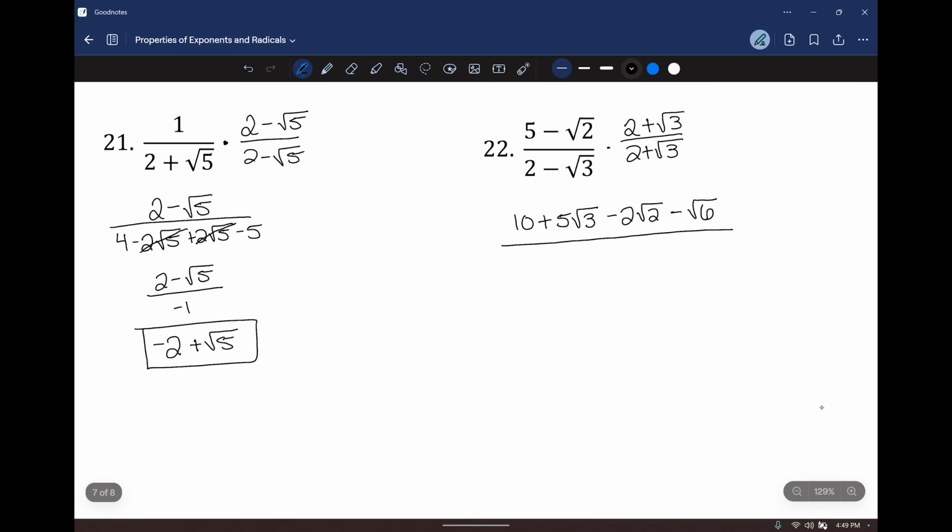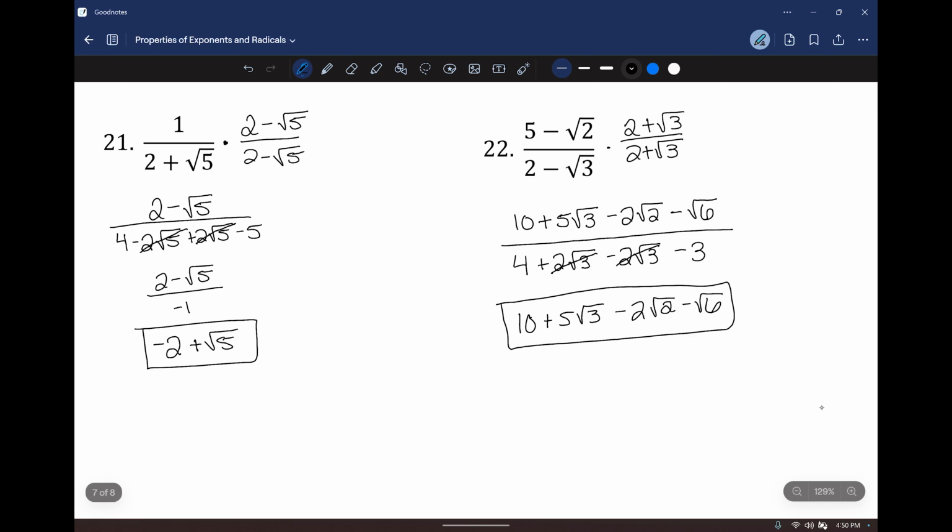On the bottom, 2 times 2 is 4. 2 times the square root of 3 is 2 square roots of 3. Negative square root of 3 times 2 is negative 2 square roots of 3. And negative square root of 3 times square root of 3 is negative 3. These two on the bottom should cancel out. They always should go away. You have 4 minus 3 on the bottom, which is 1. Nothing on top can be put together. We don't have any like radicals, no like terms. We don't have any roots that need to be simplified. So we just have 10 plus 5 square root 3 minus 2 square root 2 minus the square root of 6. And that was all over 1, so just the numerator.